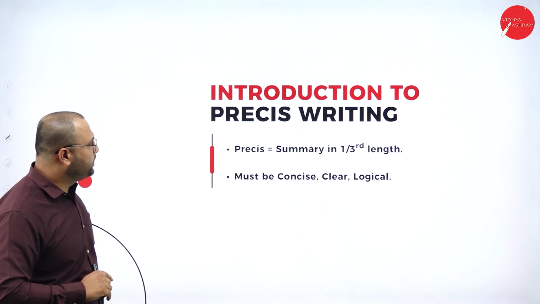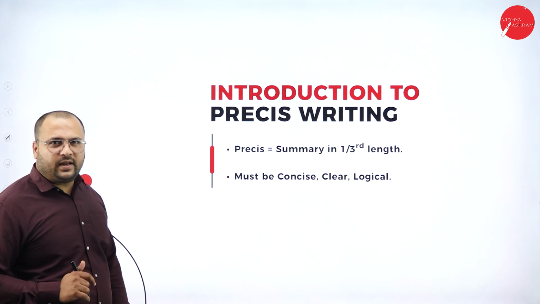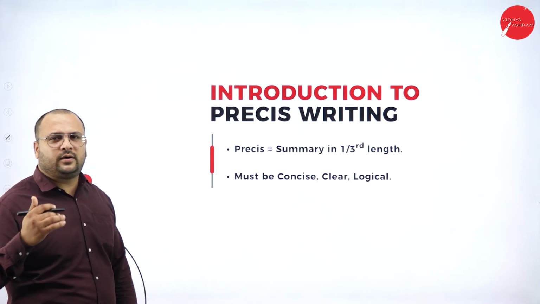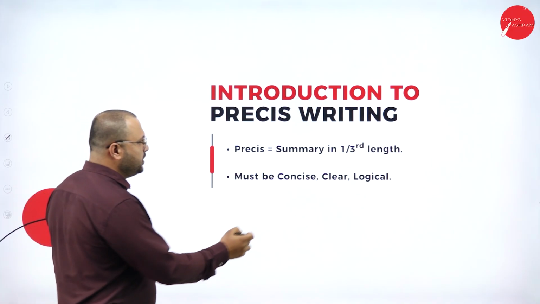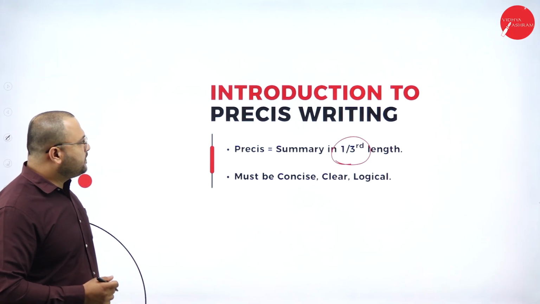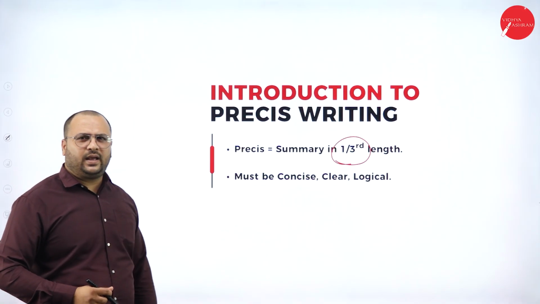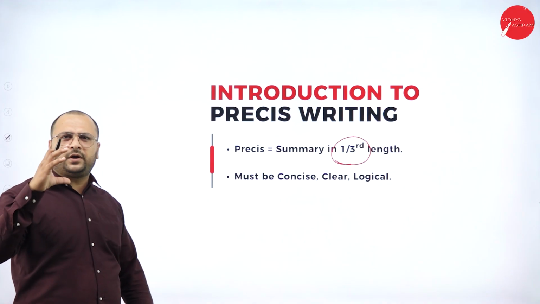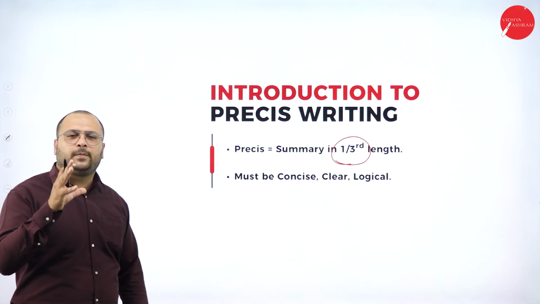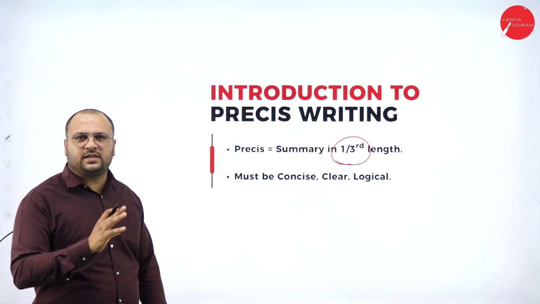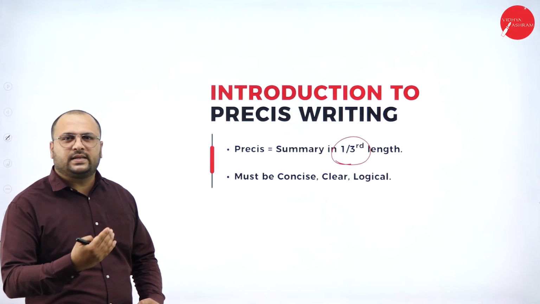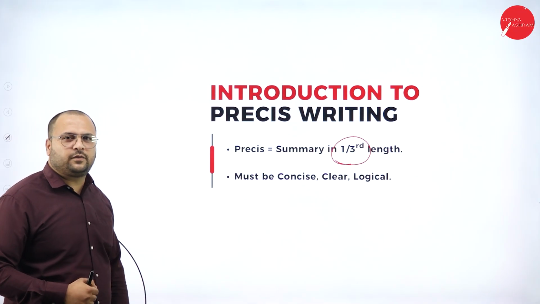now, precise writing. What is precise writing? Precise writing is summarizing and reducing the length of the given passage to 1/3 of its length. How much? 1/3 of its length. Nearly 33%. It must be concise, clear, and logical. So what is the aim? When you reduce the size of the passage, it should have the important thoughts, important messages, or important points from the passage it is taken from, not anything else from outside. So you are condensing the given passage to 1/3 of its size.